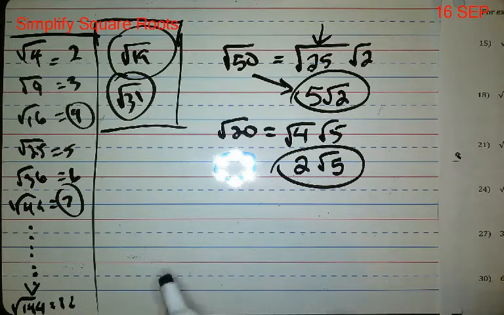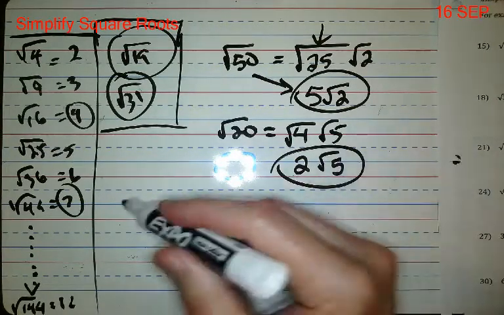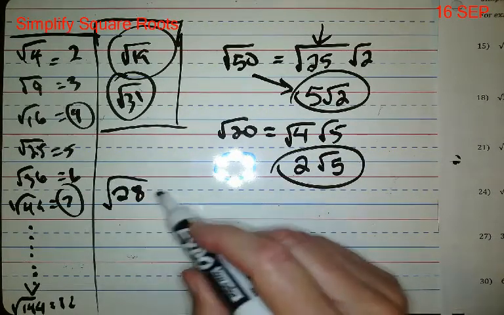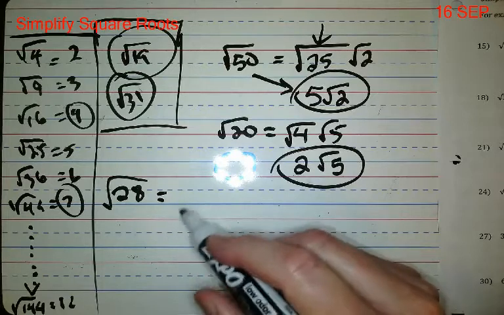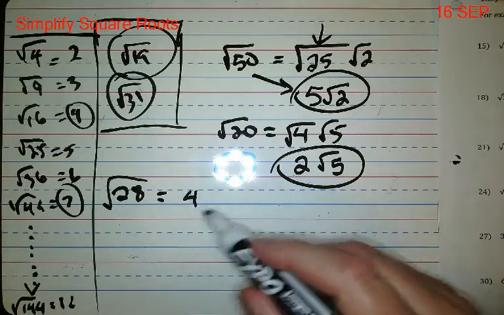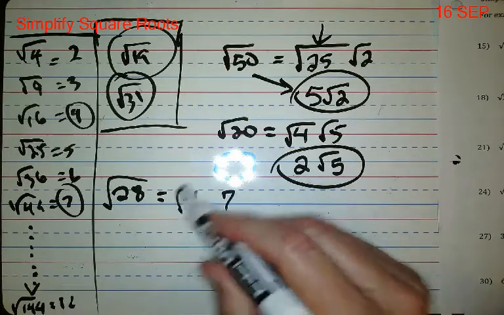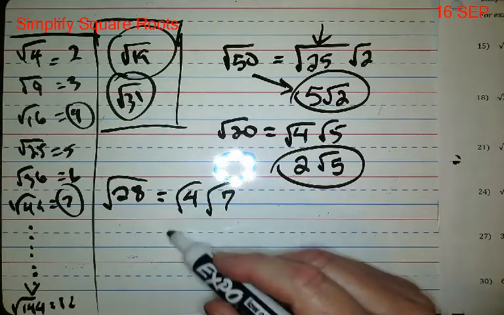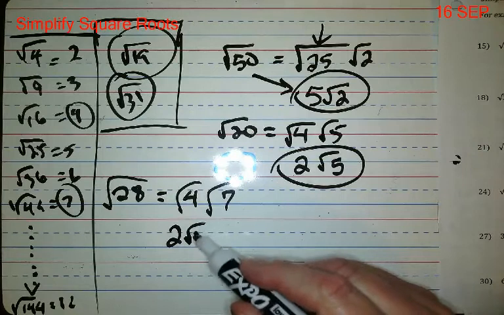Let's do something a little bit bigger. Maybe we could do 28. Well, you probably thought of this already. 4 times 7. Yes. Square root of 4 times square root of 7 is square root of 28. But then this is 2 radical 7.